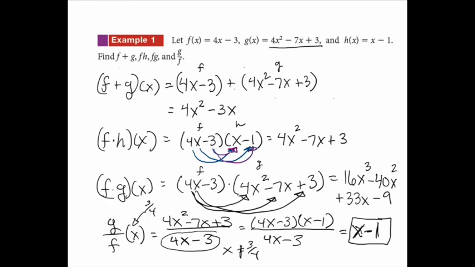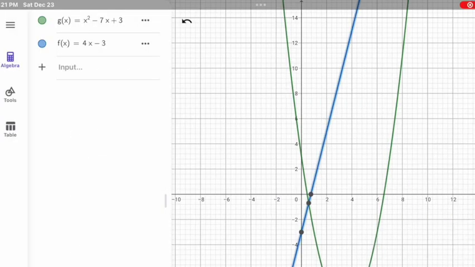I'm going to pull up GeoGebra. Now, when you look at these two functions separately, for both of these, the domain is all real numbers. Because when we look at g, that's a quadratic, and when we look at f, that's a linear function. And I can plug anything I want into either one of those and not run into any issues. But when I combine the functions into a new function, that's when we're going to run into a problem.